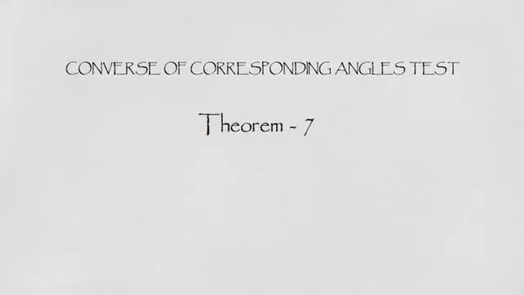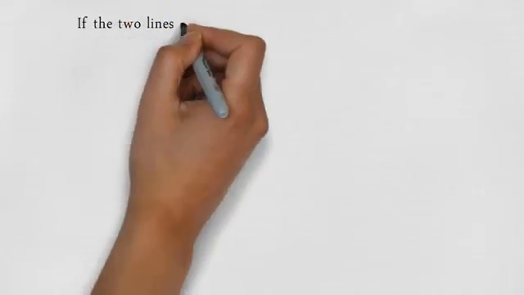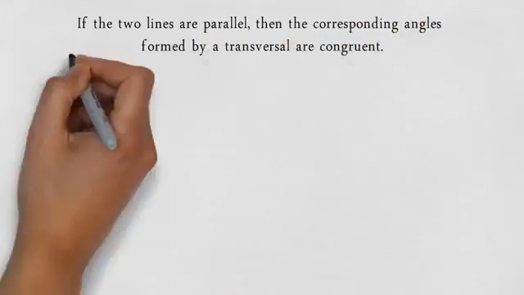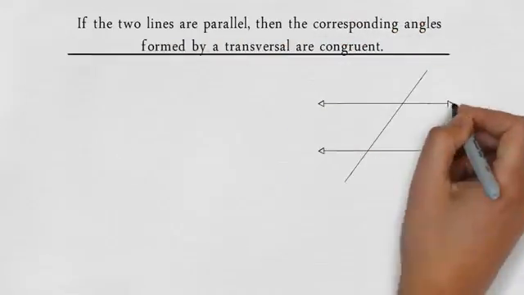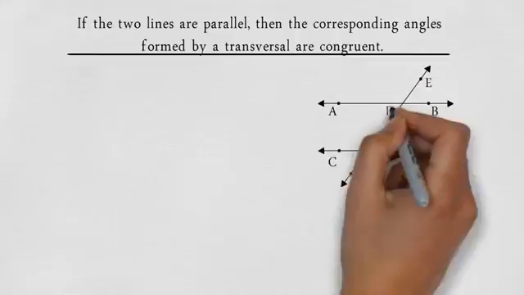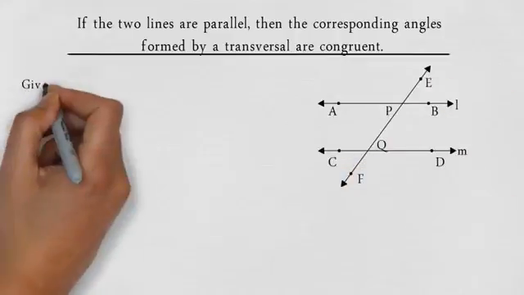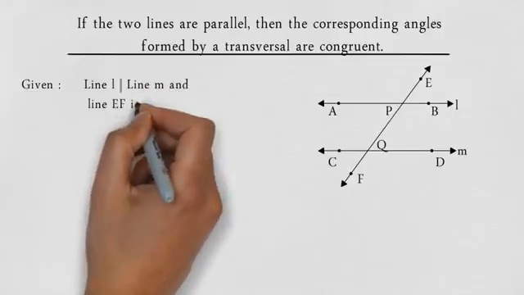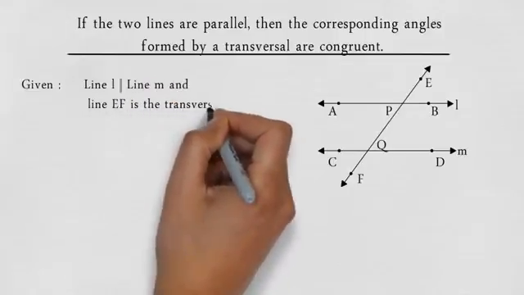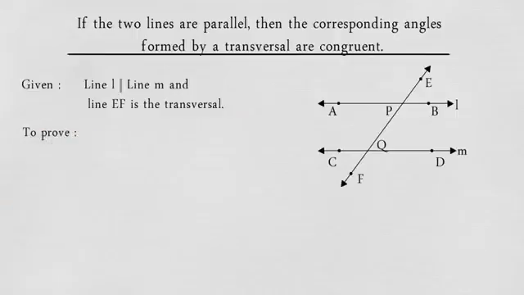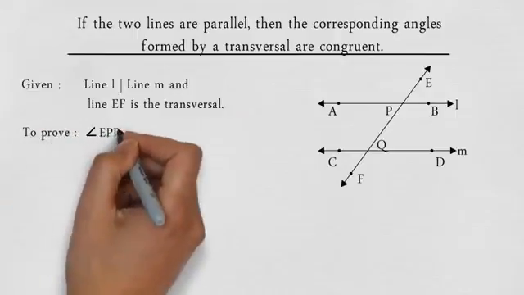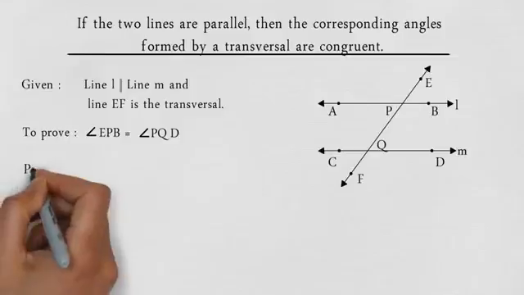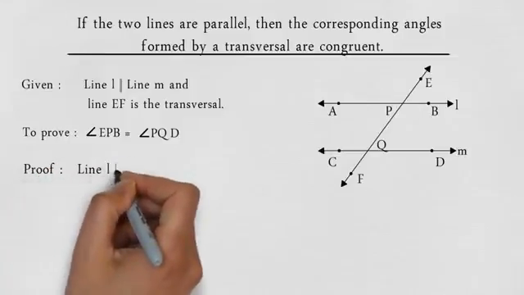Converse of corresponding angles test. Theorem 7. If two lines are parallel, then the corresponding angles formed by a transversal are congruent. Given, line L is parallel to line M and line EF is the transversal. To prove, angle EPB is equal to angle PQD.